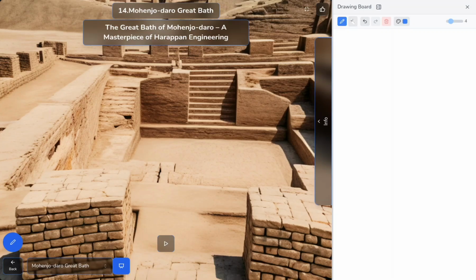Next, importance of this Great Bath. It is one of the earliest public water tanks in the world. Let me write it for you. Earliest public water tanks in the world, and it demonstrates advanced urban planning and engineering skills of the Indus people. It indicates the community and religious practices. Okay, in simple words, I can say that the Great Bath of Mohenjo-daro was a large public bathing tank used for ritual and community purpose, showing the high level of planning and sanitation in the Indus Valley Civilization.